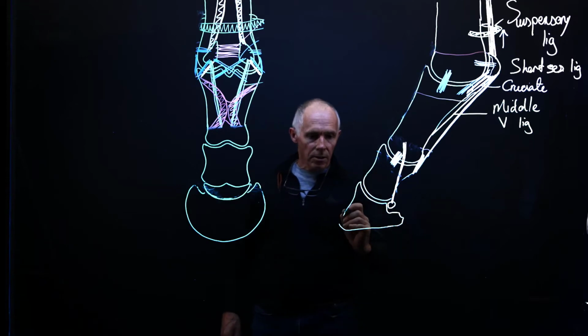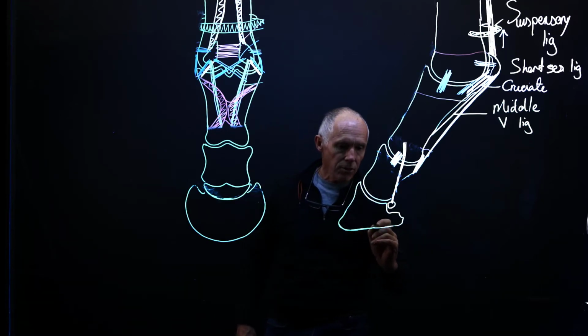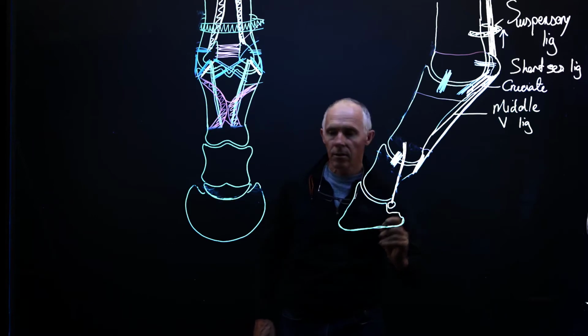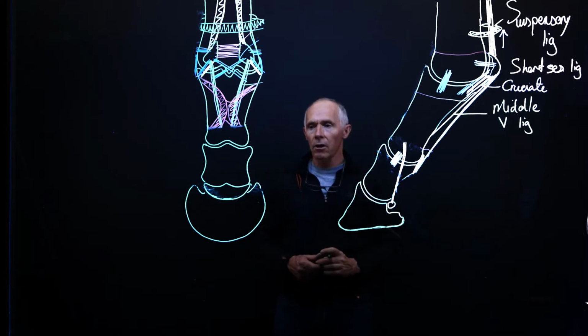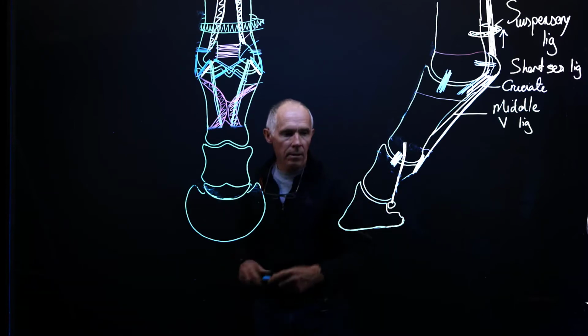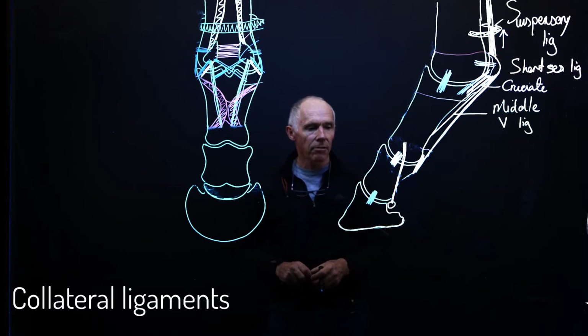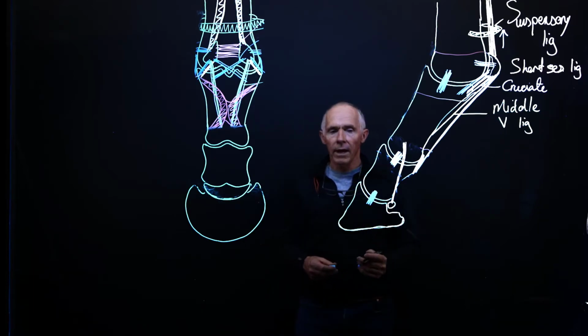Here we will consider the ligaments of the distal interphalangeal joint and the ligaments of the collateral cartilage. So we begin with the collateral ligaments. It's a little confusing. We have collateral cartilage, but we also have collateral ligaments.